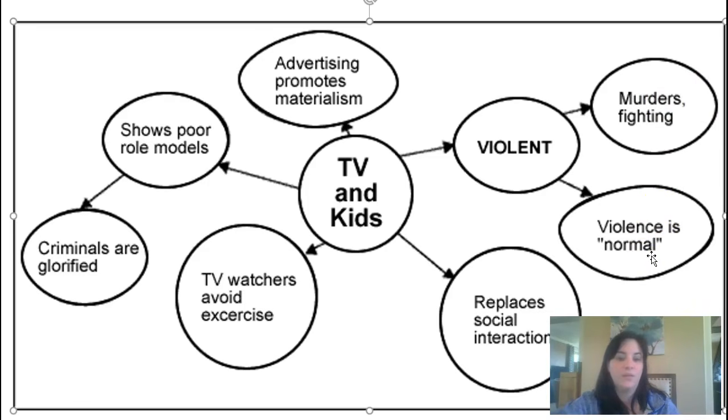This is nicely organized. From here, if a student were to sit down and start writing, she already has an idea as to how this paper would be organized. There might be 1 paragraph on how TV promotes violence, and look, there's already 2 details to go with that. Another paragraph could be about how TV shows poor role models, and we're already off to a good start with 1 detail for that subtopic.